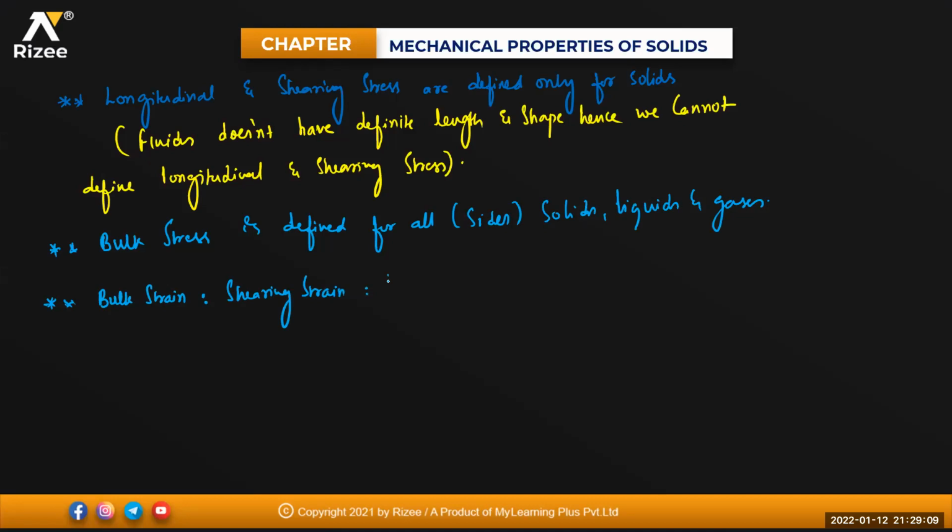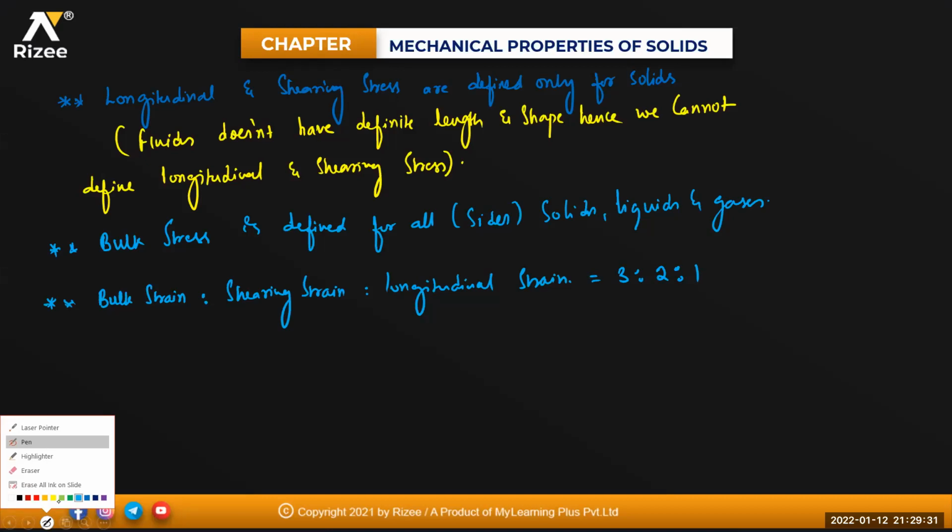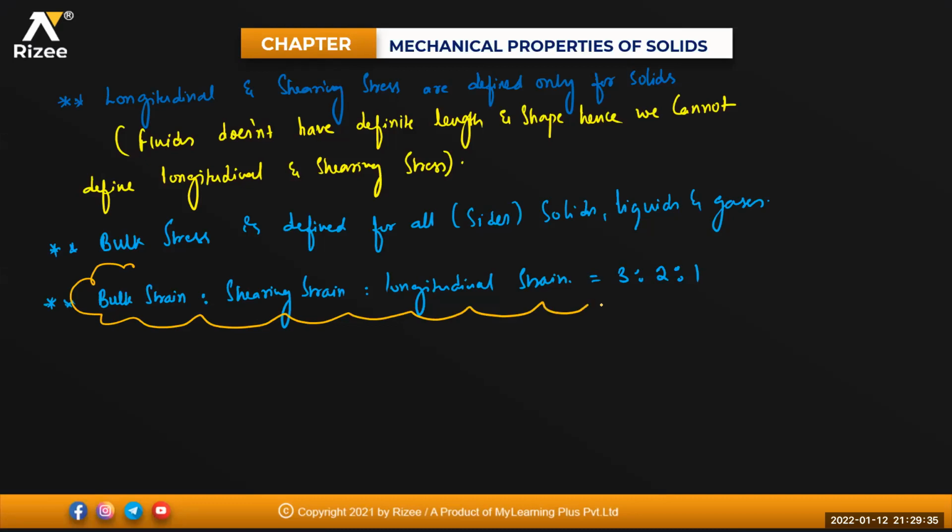Bulk strain is to shearing strain is to longitudinal strain, like alpha, beta, gamma. Bulk strain means volume. Shearing strain means area. Longitudinal strain means length. This will be in the ratio of 3:2:1. Clear? Bulk strain is to shearing strain is to longitudinal strain equals 3:2:1.